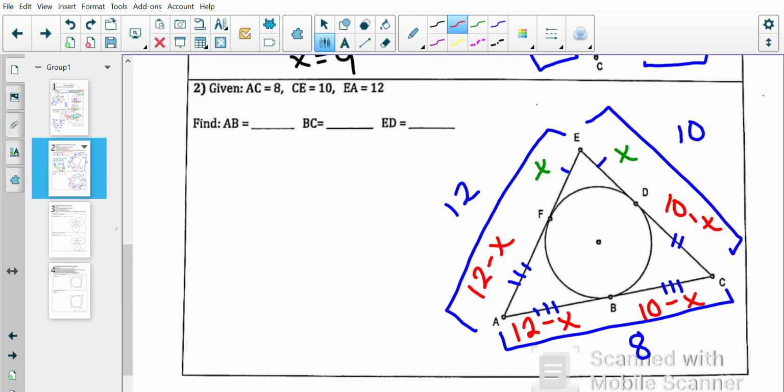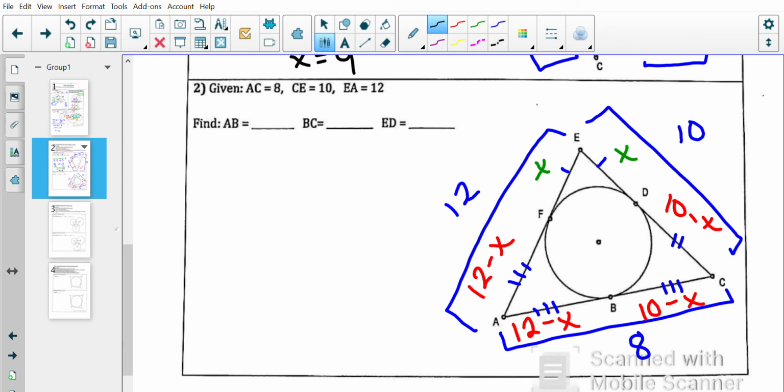Now, once we've walked around and filled in every segment, we want to pick the segment that doesn't just have an x in it. So A to E has just an x in it, E to C has just an x in it, but A to C doesn't have an x all alone. So that's the side we want to take.